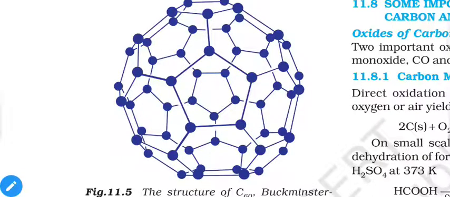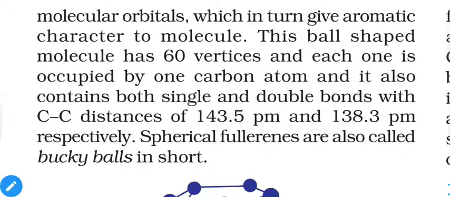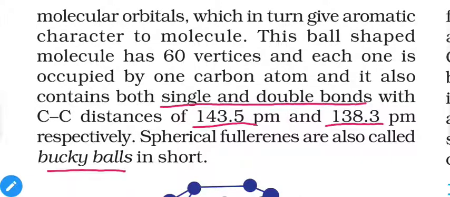It is also known as Buckminsterfullerene or buckyball because it is shaped like a football or soccer ball. In a soccer ball, you will have multiple 5-membered rings and 6-membered rings. As we can see here, we have a 5-membered ring covered with 6-membered rings. This pattern of 5 and 6-membered rings is repeated all along the shape, and all of these points represent carbon atoms, and the total number of carbon atoms in this case is 60. This material also contains both single and double bonds, and their distances are 143.5 and 138.3 pm respectively. So these spherical shapes are also referred to as buckyballs in short.